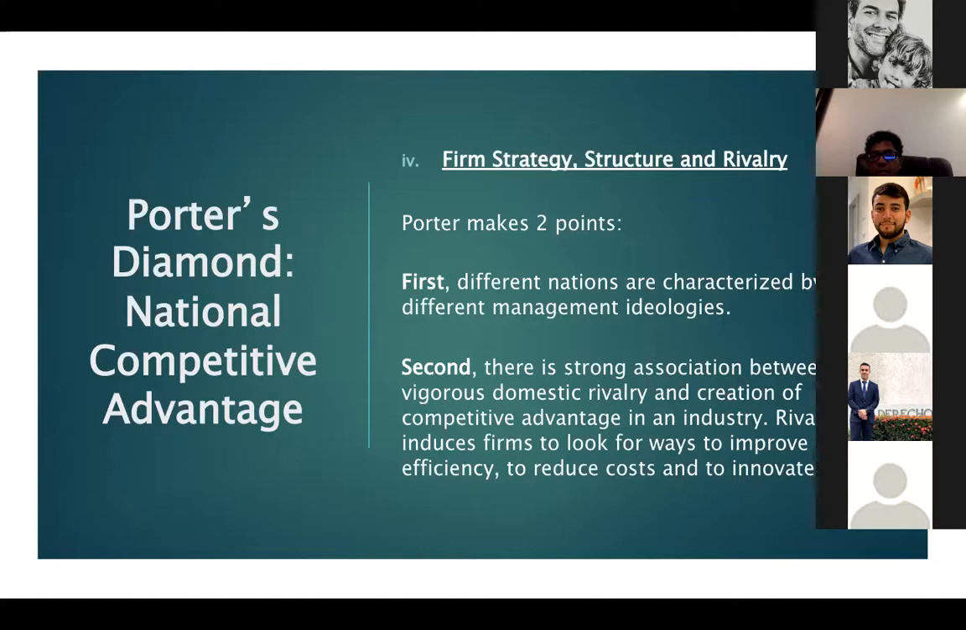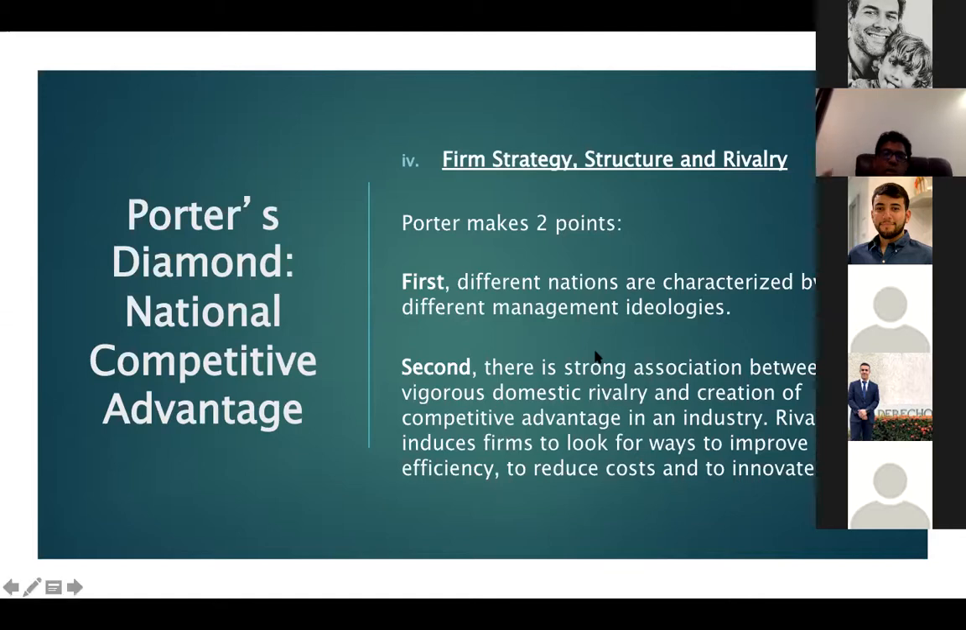According to Porter, there has to be rivalry in an industry. That rivalry will induce companies to look for ways to improve efficiency, and it is a prerequisite, from companies' point of view, to innovate. Companies will think about innovation only if there is rivalry. Otherwise, companies will not innovate. They will sleep and do business in a normal way. They will never think about innovation. This is Porter's argument.